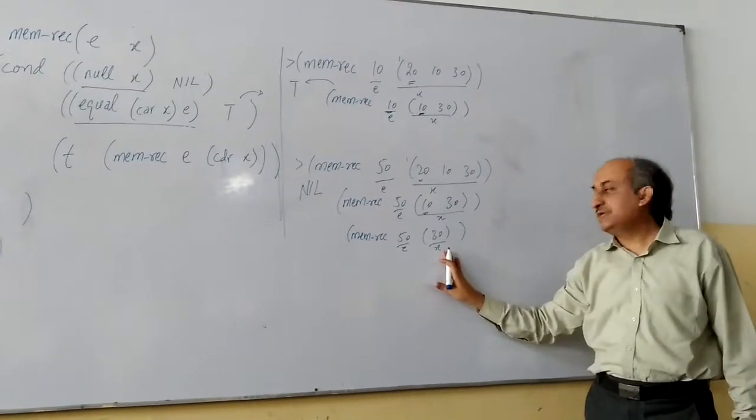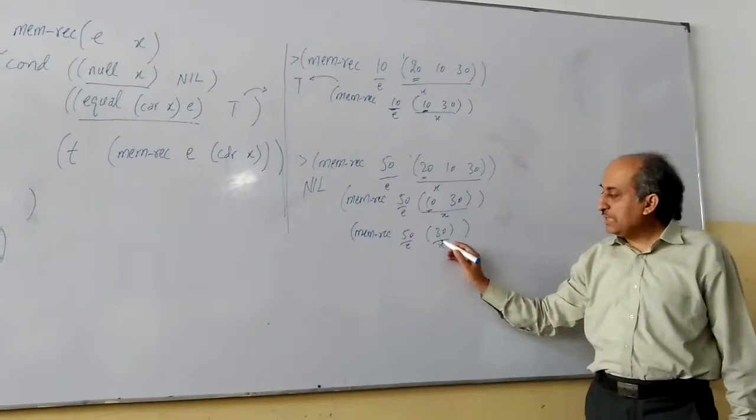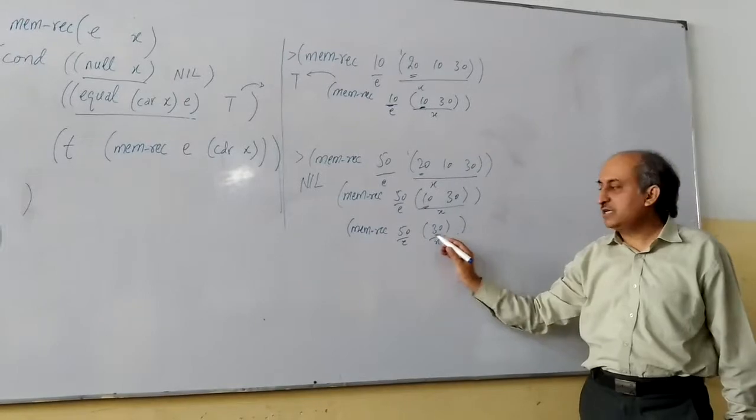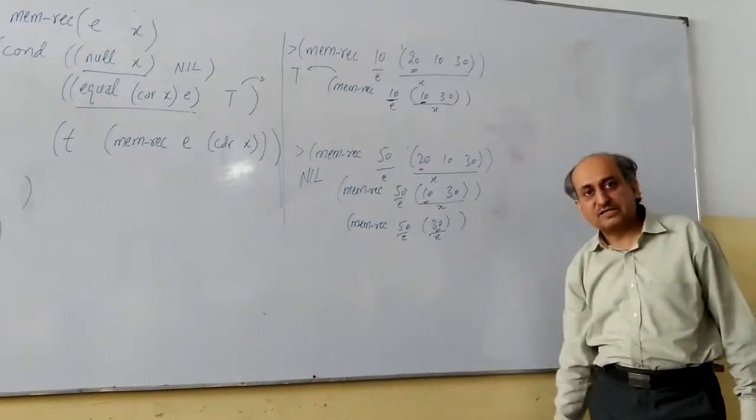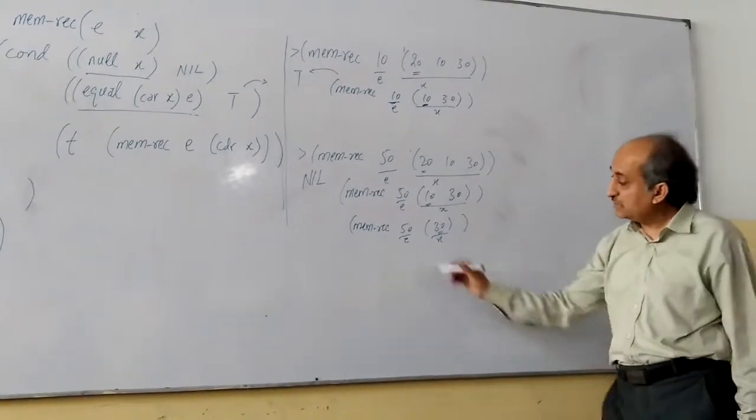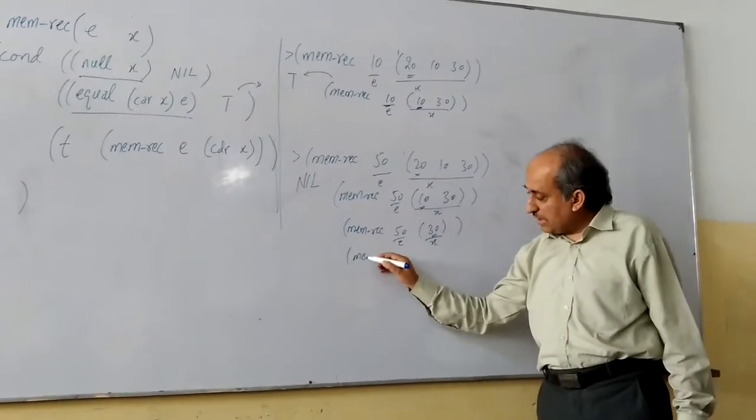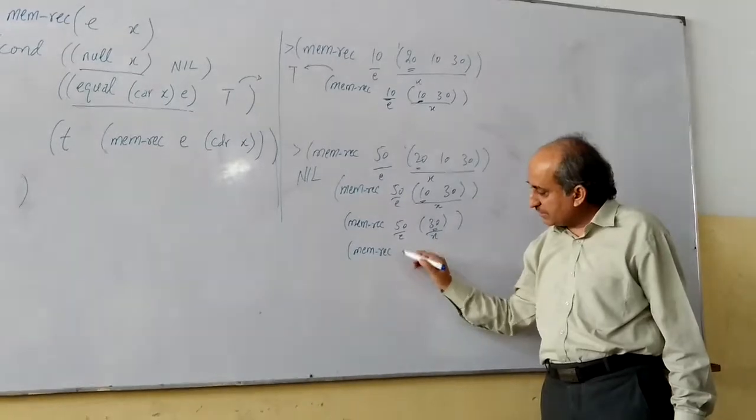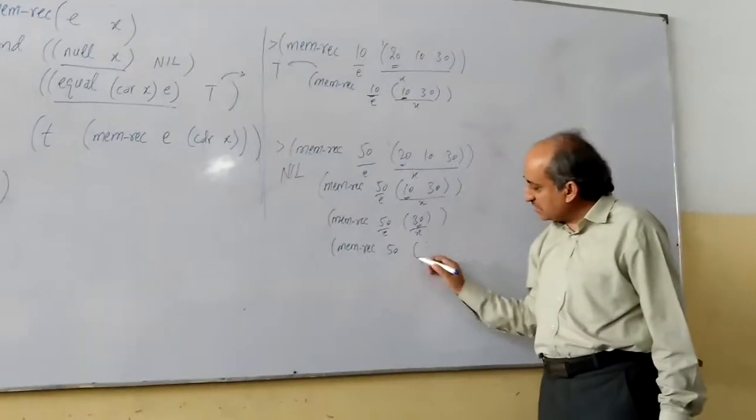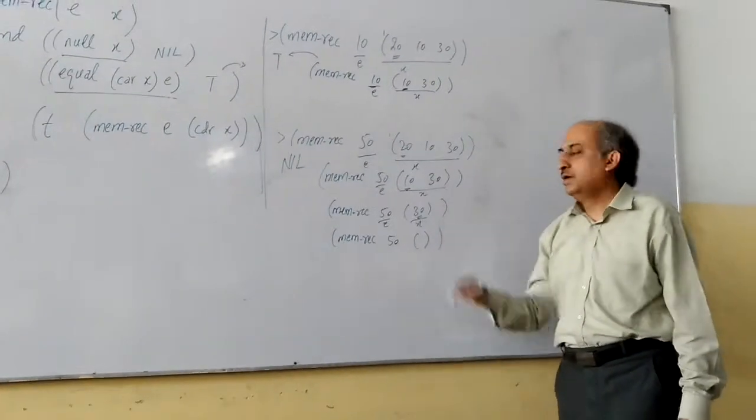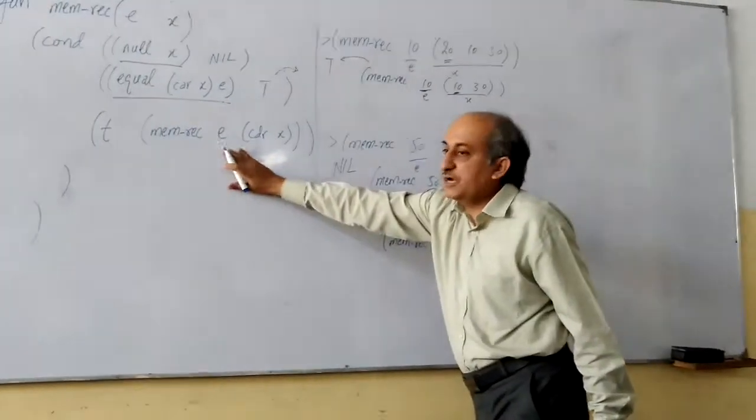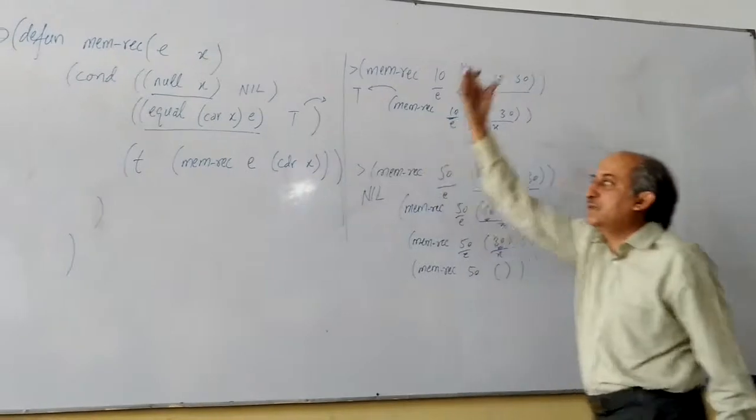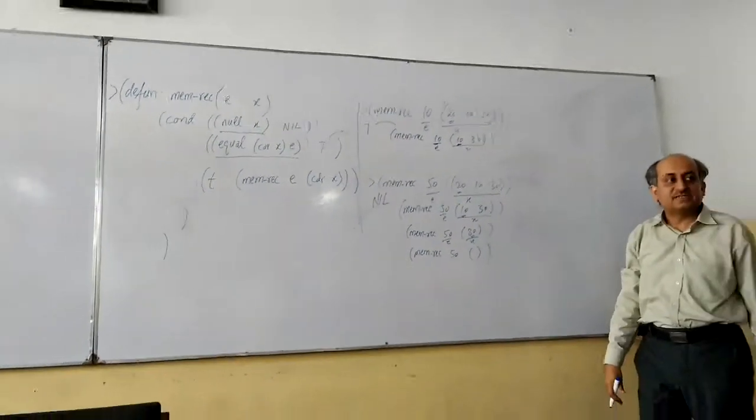Is null x an empty list? No. Is car of x equal to E? Car of x is 30, E is 50, they are not equal. So the second clause condition is also false. Control will go to the default clause, and in the default clause we are calling the function again. We are making a recursive call on E as it is and cdr of x. 30 will be removed when we take cdr. So this command is being executed.